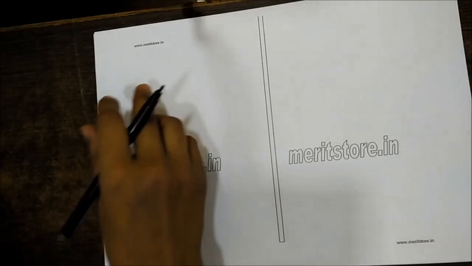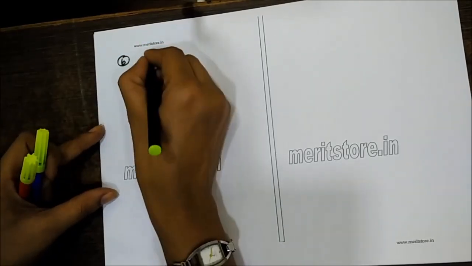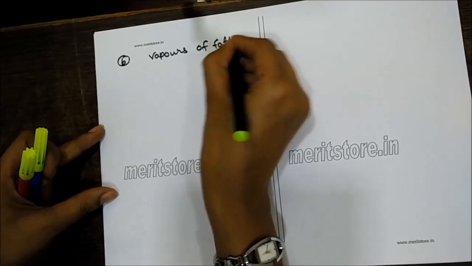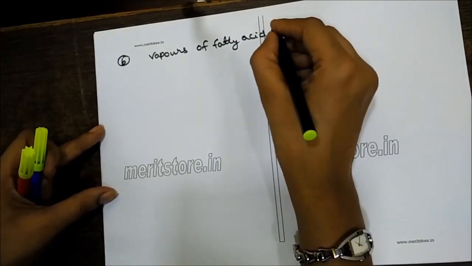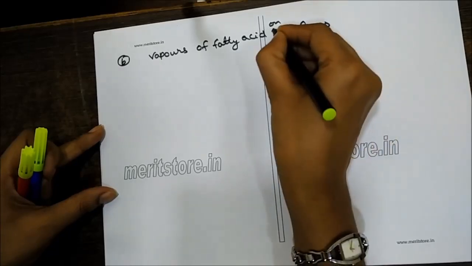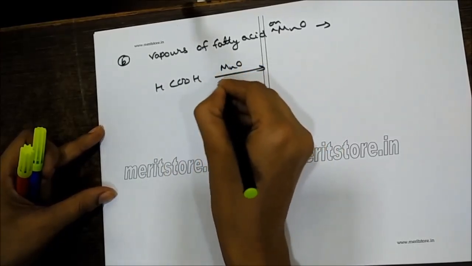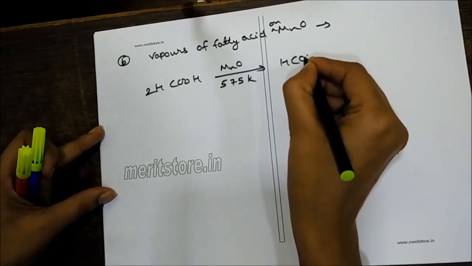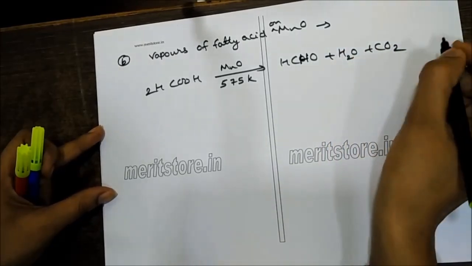Next method is by passing vapors of fatty acids on manganese oxide. If we take formic acid and this is our manganese oxide at the temperature of 575 Kelvin, it will give formaldehyde plus water, and carbon dioxide gas will be removed.